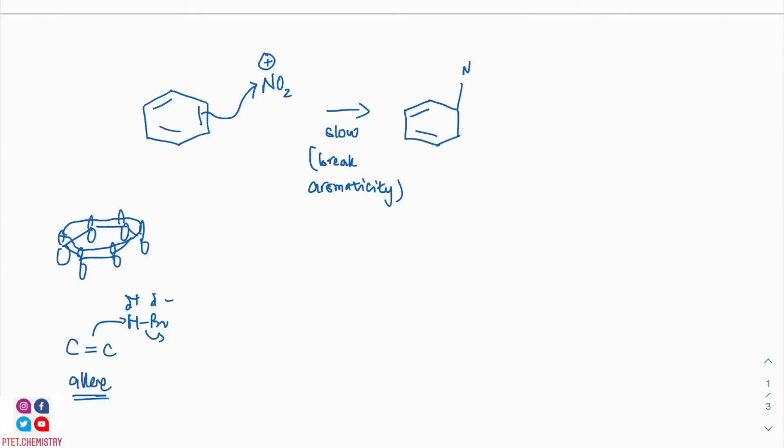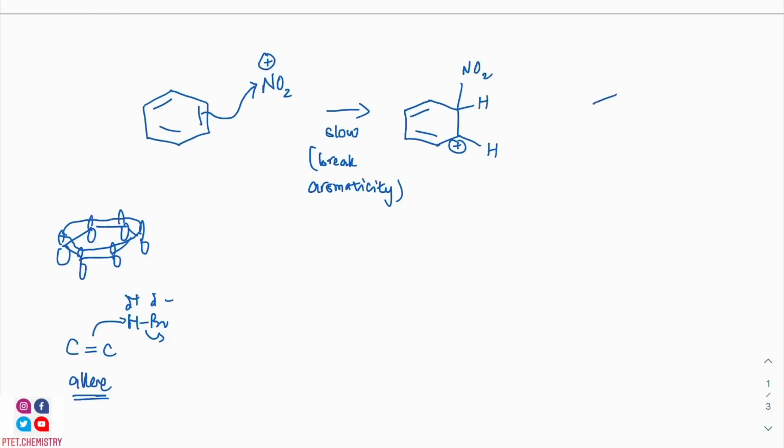I will get a bond formed between carbon and nitrogen, because that is the electrophile. The charge is on the nitrogen, so I take the nitrogen, not the charge. I have an original hydrogen there. I have an original hydrogen here. Just like when we did alkene chemistry, when we add the H here, I will get a plus charge here. When I add the H here, I'll get a plus charge here. When I add the NO2+ here, I will get a plus charge here.